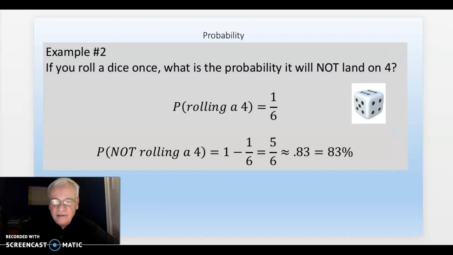Example 2: if you roll the dice once, what's the probability it will not land on 4? Again, rolling a 4, the chance is 1 out of 6. So not rolling a 4 is 1 minus 1 out of 6, or 5 out of 6. Of course it's 5 out of 6.